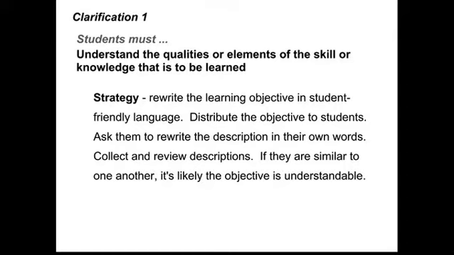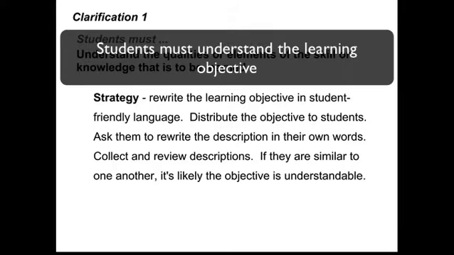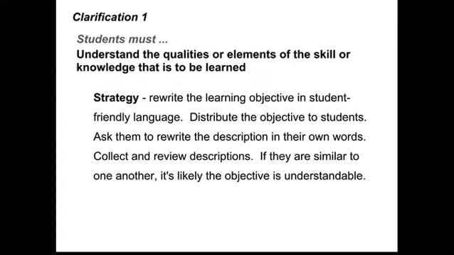A couple clarifications that students need in order to do this successfully. First of all, they have to understand the qualities or elements of the skill or knowledge that is to be learned. Really, they need to understand the learning objective. One strategy that Popham gives is one that's familiar, where you rewrite the learning objective in student-friendly language, hand this to students and ask them to paraphrase or rewrite this description. When you collect them, you could look at them to see if they're similar. If they are, your objective was probably clear and understandable. If not, you may need to revise it so students understand it.